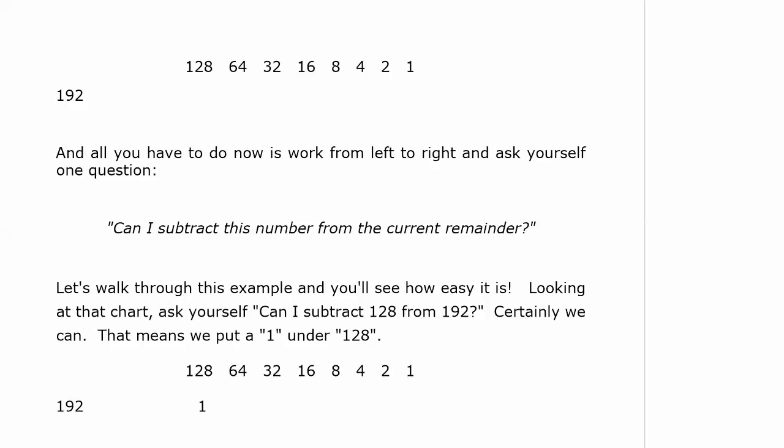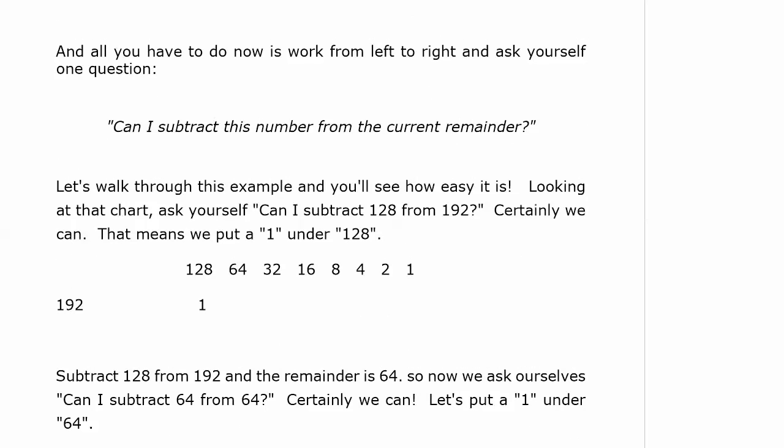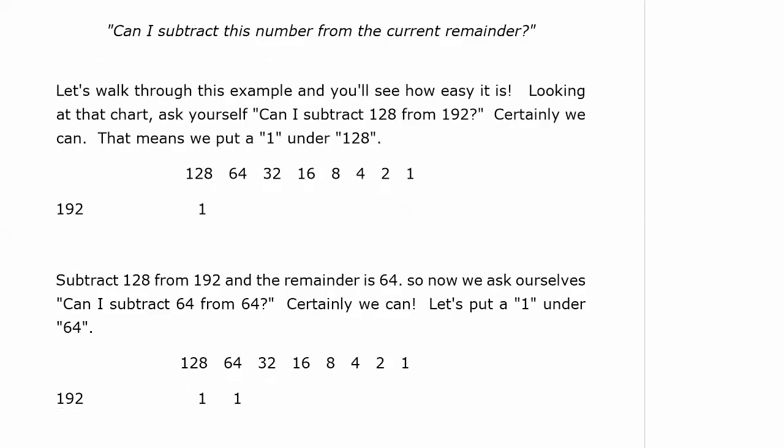Sure I can. That means you just put a 1 under 128. Now if you subtract 128 from 192, what is the remainder? The remainder is 64. So now we ask ourselves, can I subtract 64 from 64? Sure you can. Let's put a 1 under 64. And see, you're almost already done with your first binary conversion, because now you have 0. You subtract 64 from 64, you get 0.